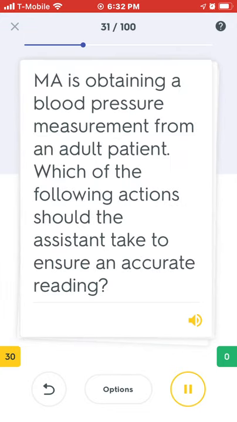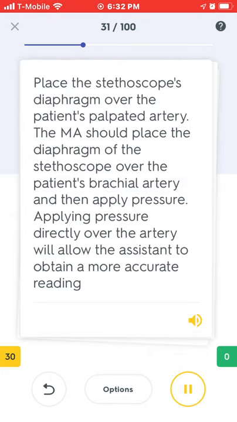An MA is obtaining a blood pressure measurement from an adult patient. Which of the following actions should the assistant take to ensure an accurate reading? Place the stethoscope's diaphragm over the patient's palpated artery. The MA should place the diaphragm of the stethoscope over the patient's brachial artery and then apply pressure. Applying pressure directly over the artery will allow the assistant to obtain a more accurate reading.